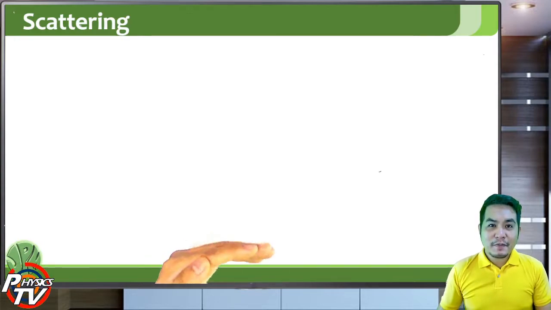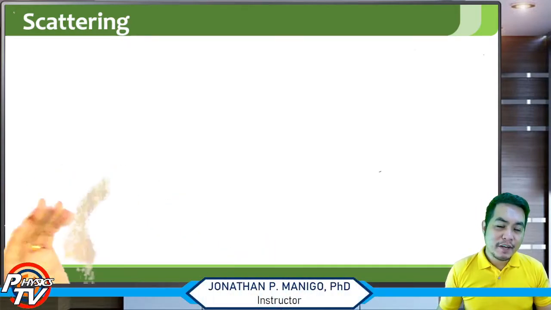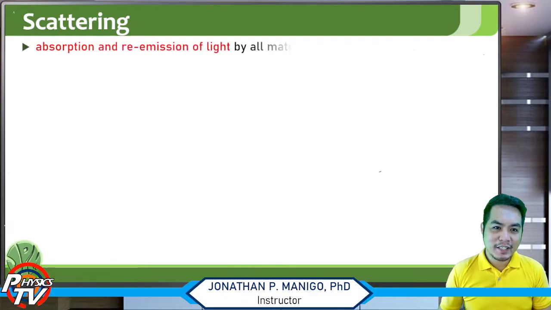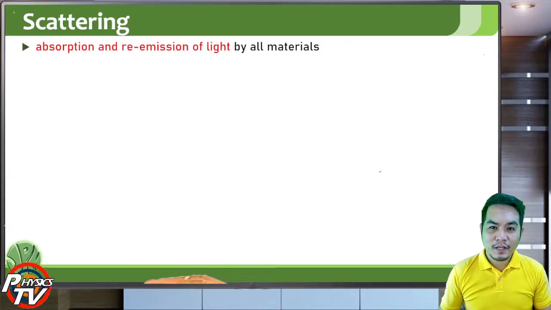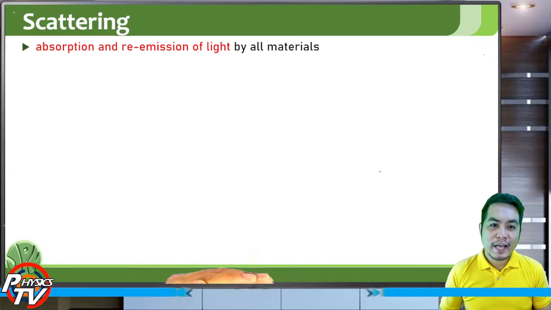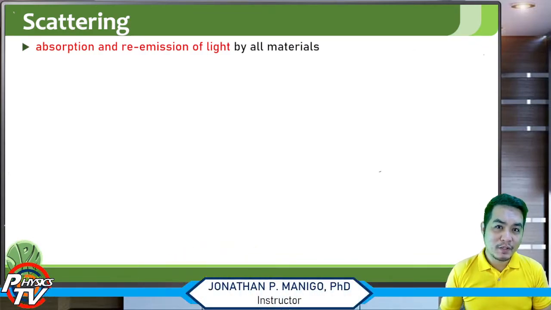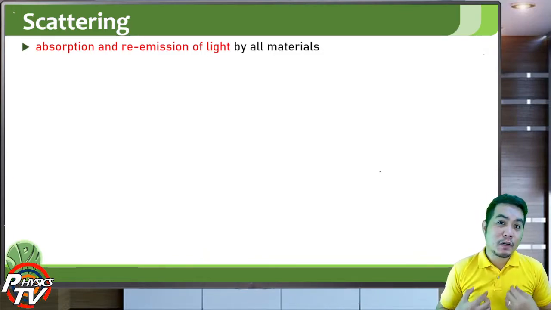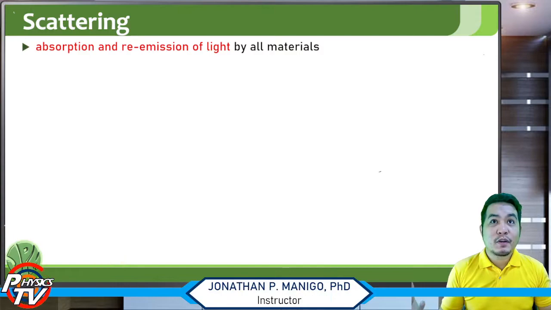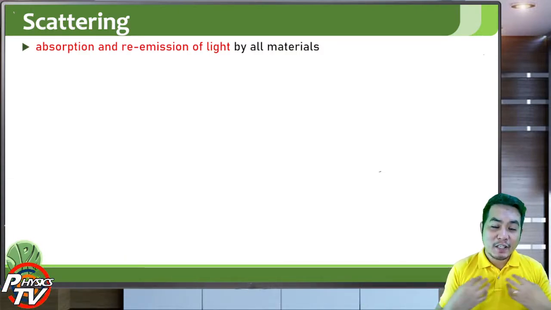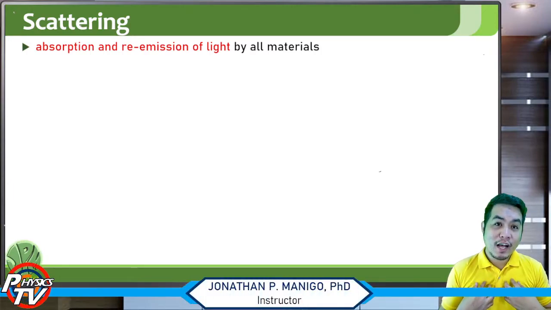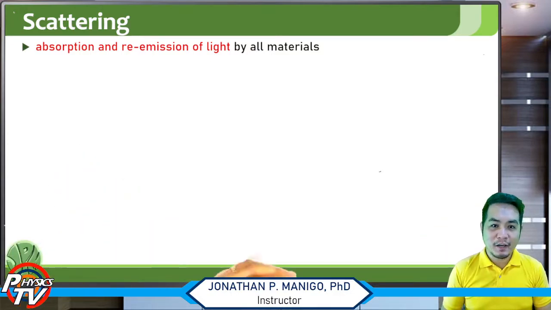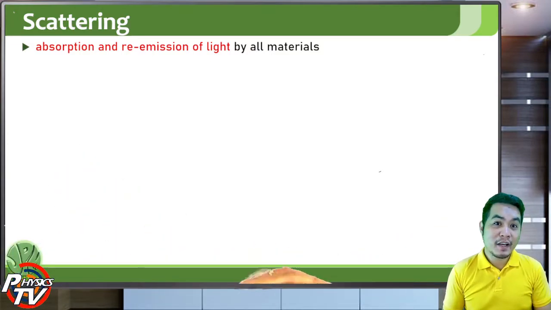Now, the last phenomenon involved in the propagation or traveling of light is scattering. Scattering is basically involved in absorption and re-emission of light by all materials. So, all materials absorb and re-emit light. For example, my t-shirt looks yellow because it absorbs white light. White light hits my t-shirt and then it absorbs the other colors except for yellow, where it re-emits the yellow. So basically, that's how you explain colors.